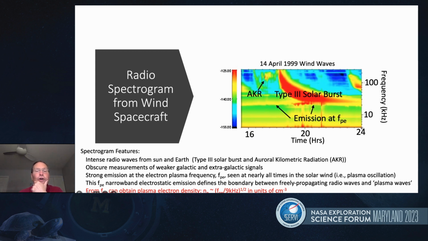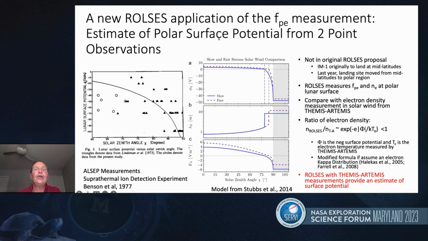And you can use this handy little formula I show down here to get at the density. So in this example, you have plasma frequency emission at 20 kilohertz, and you plug it into the formula. That's about 5 particles per cc, and that's what you typically get in the solar wind. Now, ROLSES will make this measurement as well, and should be able to measure the local electron density closer to the surface. So one thing we can do is compare that to the electron density measured out in the undisturbed, freely propagating solar wind from Themis Artemis to get at the surface potential at the lunar surface.